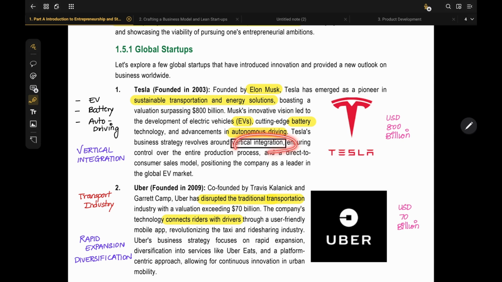Their business strategy is vertical integration. Vertical integration means from the start of the manufacturing of the car till the delivery of the car, everything will be done by Elon Musk itself. For procuring the raw materials, Elon Musk will have a company. For processing, Elon Musk will have a company. For assembly line, for delivery, for after sales service, Elon Musk will have a company. For everything related to the car, Elon Musk will have the company. Everything will be under Elon Musk's control only.